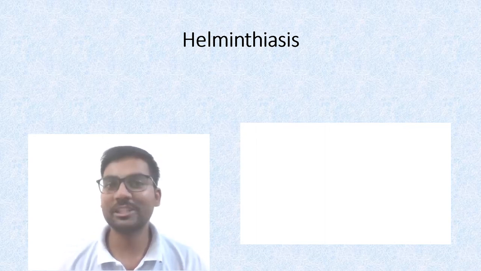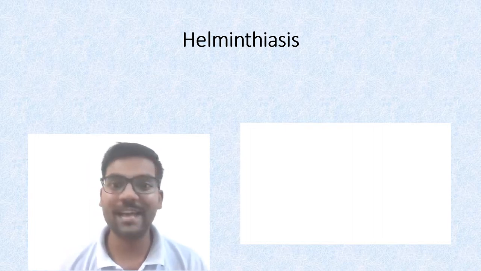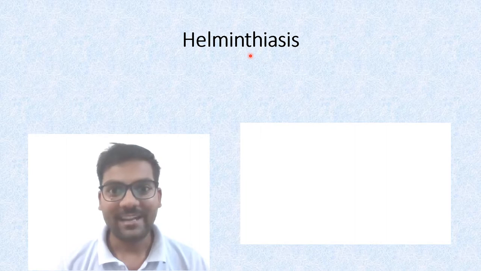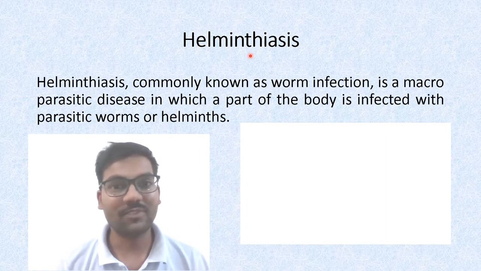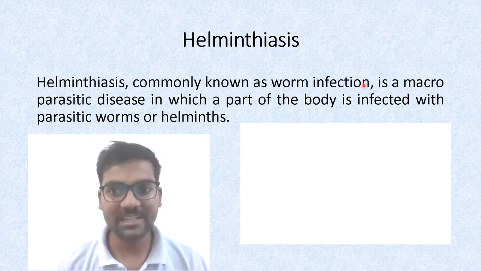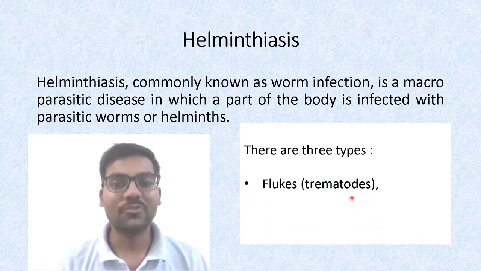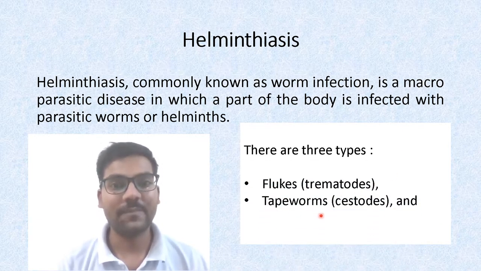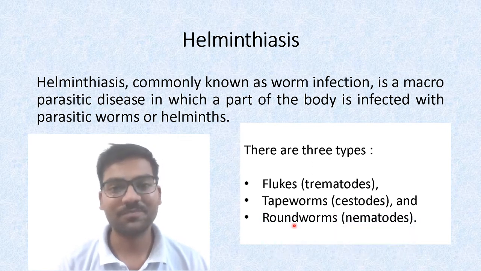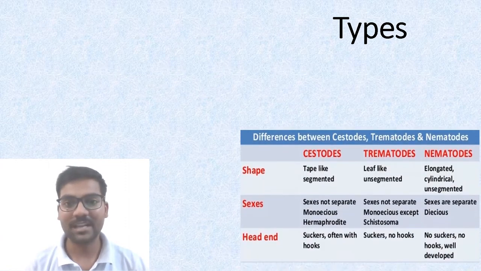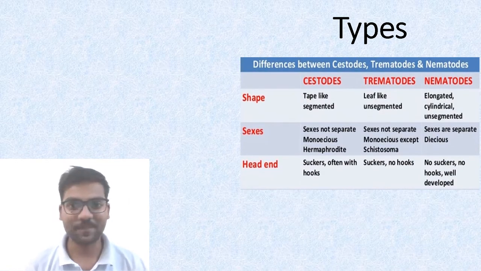Today we are going to discuss a very interesting topic, that is Helminthiasis. Helminths are parasites and Helminthiasis is also known as worm infestation. It is divided into three types: flukes, also known as trematodes; tapeworm, also known as cestode; roundworm, also known as nematode. What is the difference between these three types? Let's discuss this.